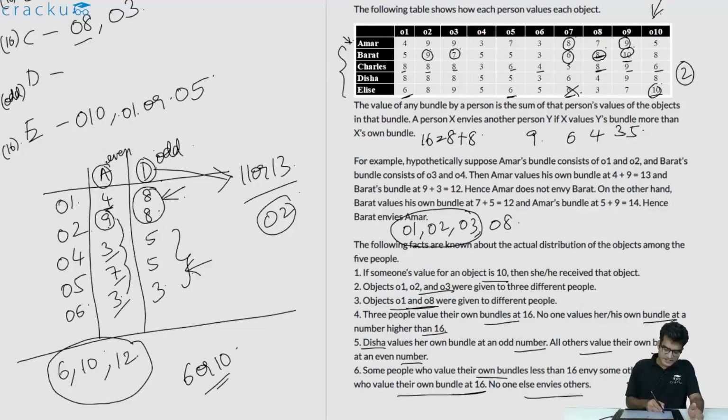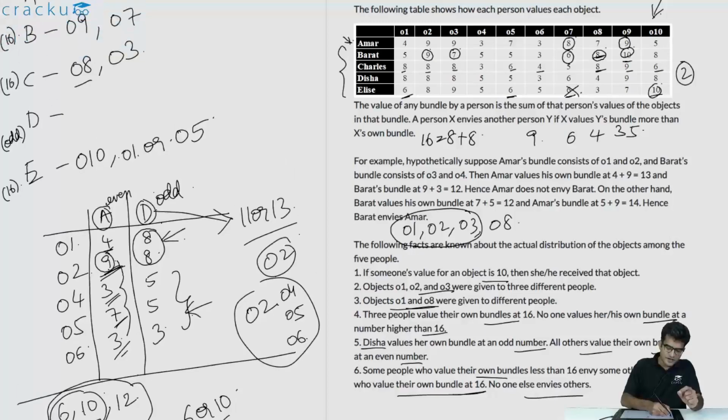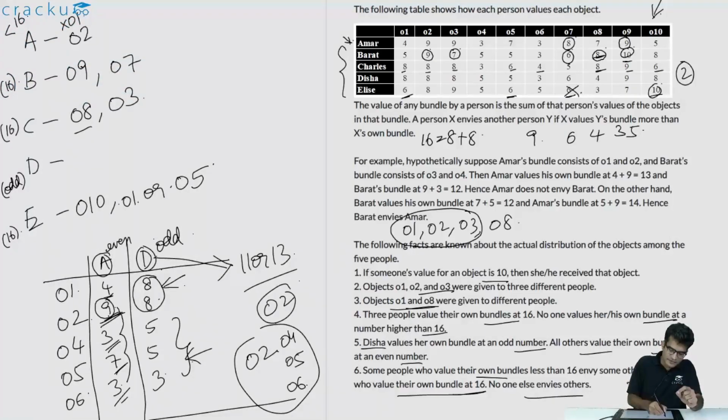Now if Disha has O2, then Amar's sum will be either 6 or 10. Now surely whatever Disha picks with O2, even if she is picking O4 or O5 or O6, in any one of these cases, Amar will be jealous of Disha, because he values O2 so highly. He values O2 at 9, and even if he is picking O4 or O5 or O6, any one of them, his sum will be greater than 10. So in that particular case, Amar will be jealous of Disha. This is not possible. So this would imply that O2 has to necessarily belong to Amar.